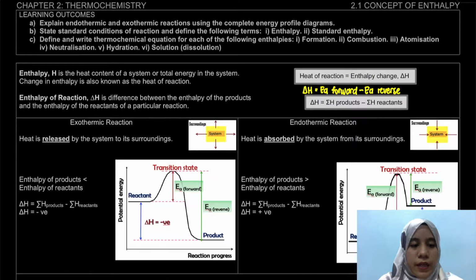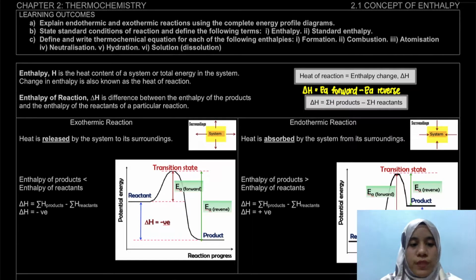H. The enthalpy of a reaction, delta H, is the difference between the enthalpy of the product and enthalpy of reactant. Previously, what we have learned in 1.2, delta H is the activation energy forward minus activation energy reverse. But for this chapter, for example, if the heat or the enthalpy of the product or reactant is given, how are we going to find delta H? It is the enthalpy product minus enthalpy reactant. Remember, enthalpy is the same as heat. So let's look back at our energy profile diagram.